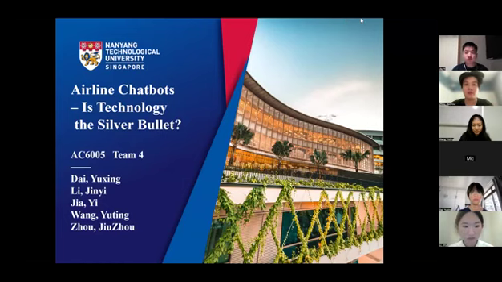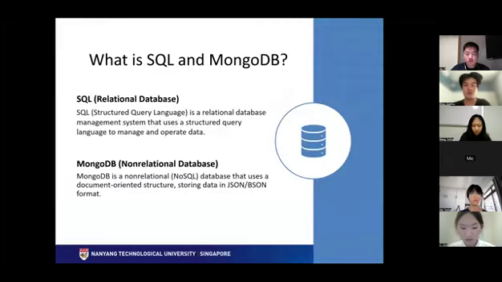Today we will give a brief discussion on differences in design between relational and non-relational implementation and a discussion on the data-driven insights specific to question 11 and question 12. And first, let me introduce SQL and MongoDB shortly.